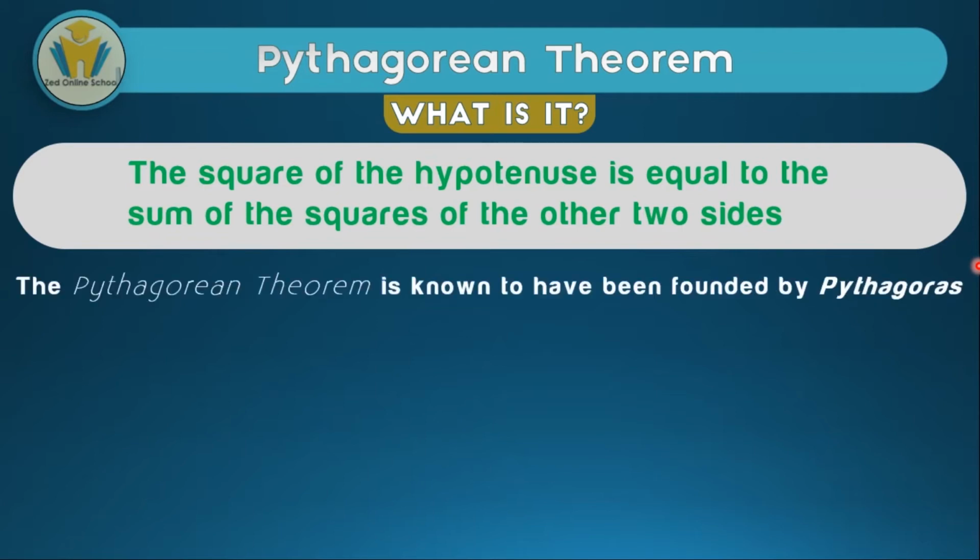This theorem was founded by Pythagoras, though some scholars argue that Pythagoras wasn't actually the one who found this relationship between the hypotenuse and other sides.